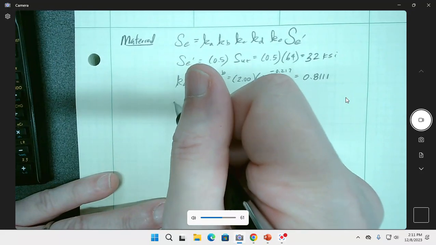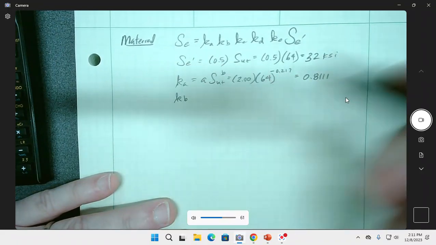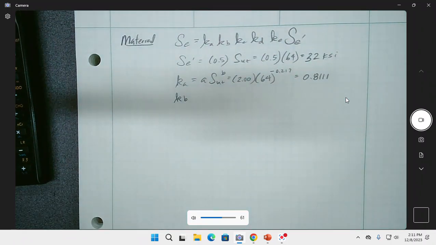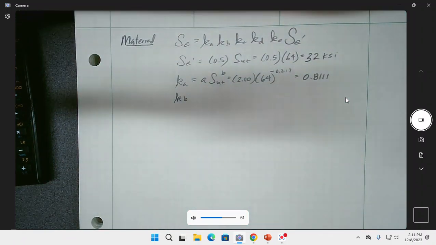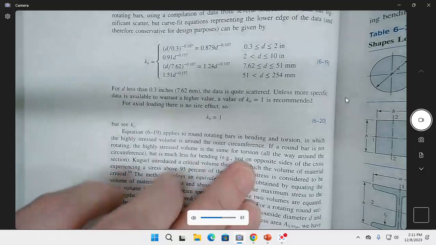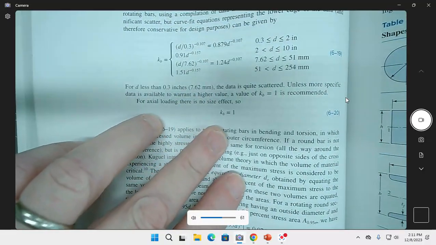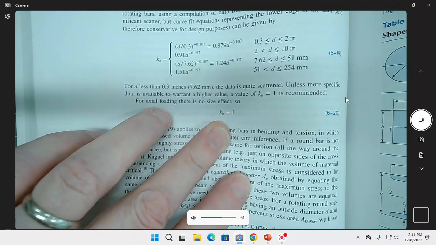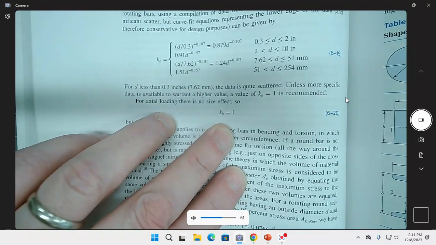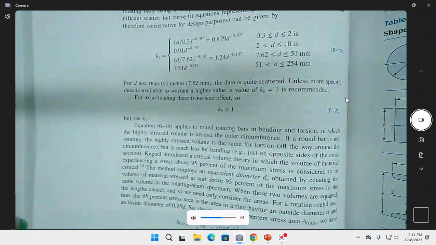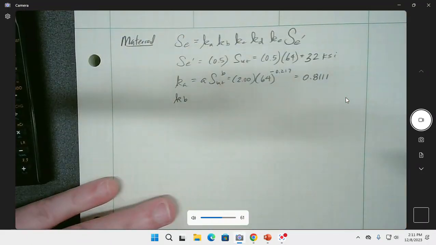All right, here's one. This is Kb, the size factor. You've got to pay attention to this and read closely, don't just jump to the thing. Make sure you look at axial loading. There is no effect on size, so Kb equals 1. Yay for not having to do things.